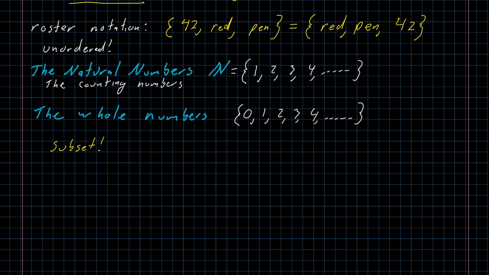One of the interesting ideas of set theory is the idea of subsets, when every element in one set, like the natural numbers, is also an element in a second set, like the whole numbers. So let's go ahead and just call this W so I can write things down. And I can say that the natural numbers are a subset of the whole numbers. Every natural number is also a whole number, but there are some whole numbers, exactly one in this particular case, that are not natural numbers.